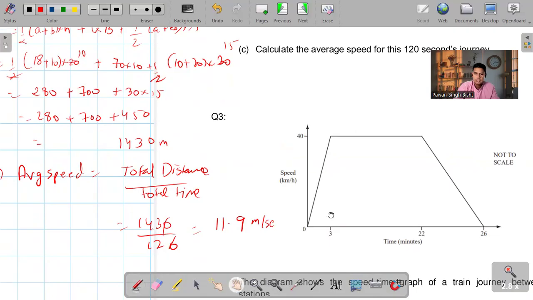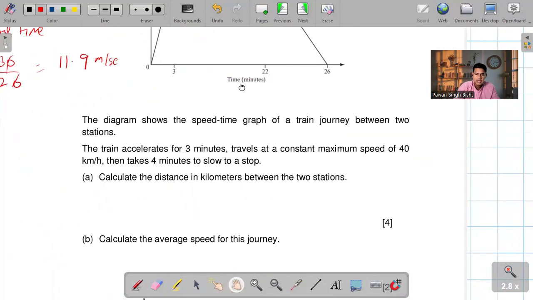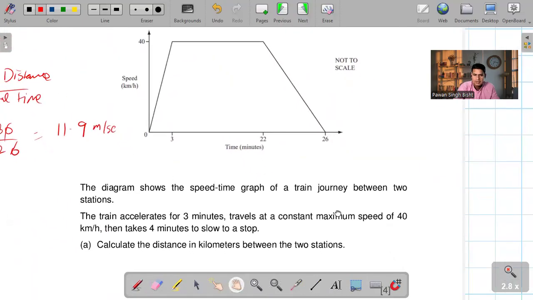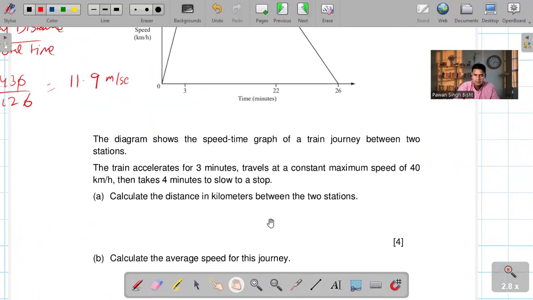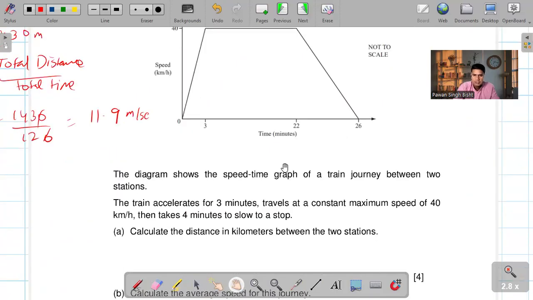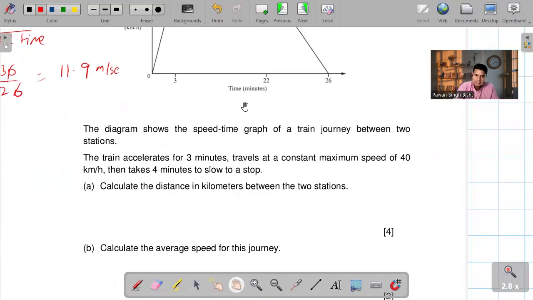Okay, so the third question is also similar to this question. You have to find the distance in kilometer between the two stations. The time is in minutes, so you have to convert it first, right? The rest of the procedure is the same. After finding the distance, you can find average speed by total distance upon total time. Now you see here the speed is in kilometer per hour and time is in minutes, so you have to convert it into hours. How? Divide by 60. Only that you have to keep in mind. Everything else is the same.